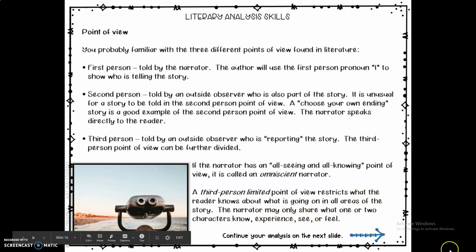So the narrator may only share what 1 or 2 characters know, experience, see, or feel. So if you're only in 1 or 2 characters' heads, you can only see what they see. That's limited. Right?